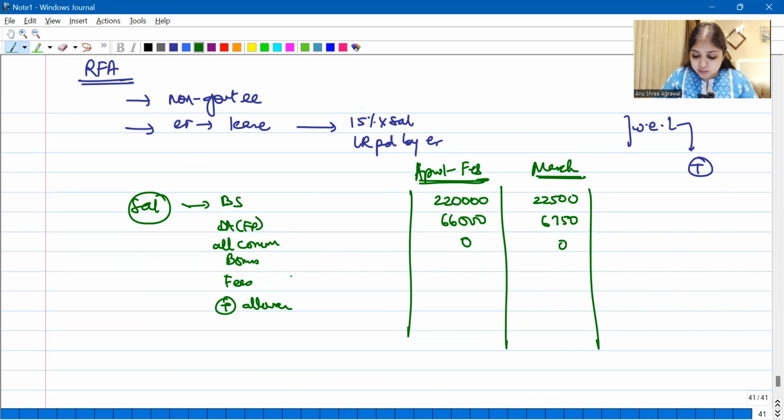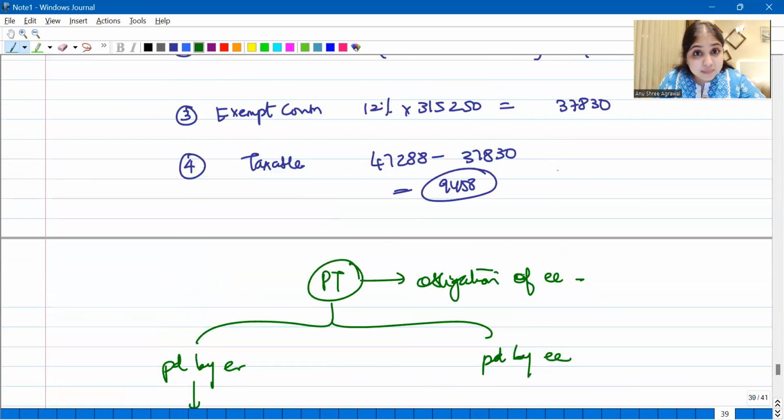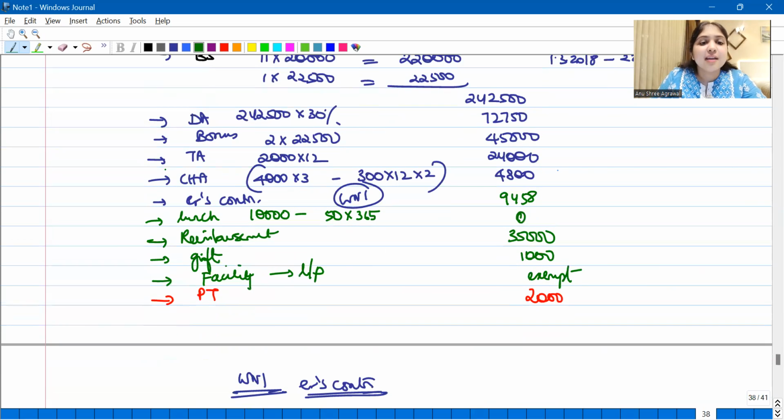So 45,000 into 11 by 12 is how much? 41,250, and 45,000 divided by 12, for 1 month it is 3,750. No fees. Do we have taxable allowances? Yes, we have transport allowance, children hostel allowance too. Both put together is how much? Both put together is 28,800.